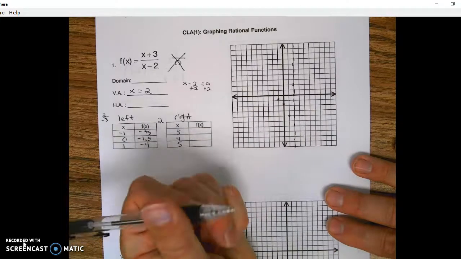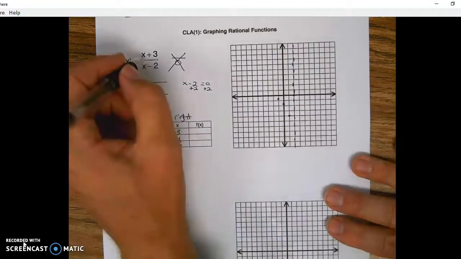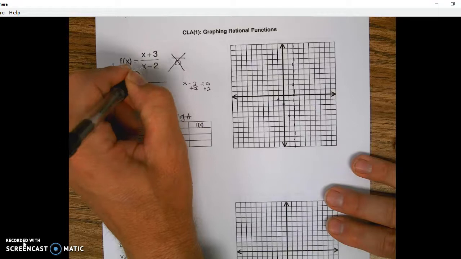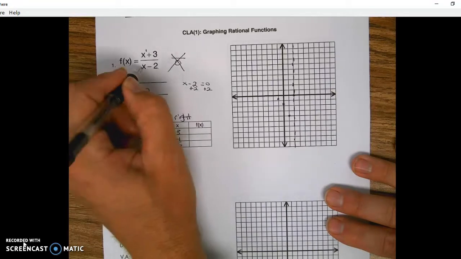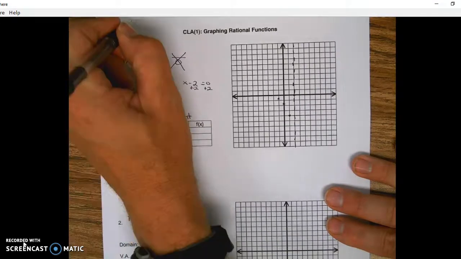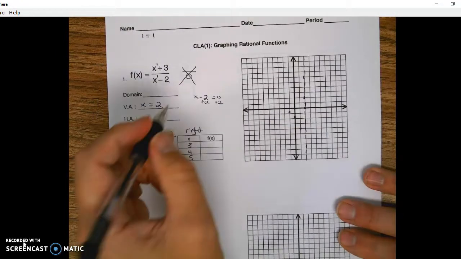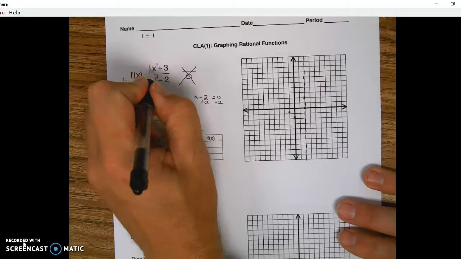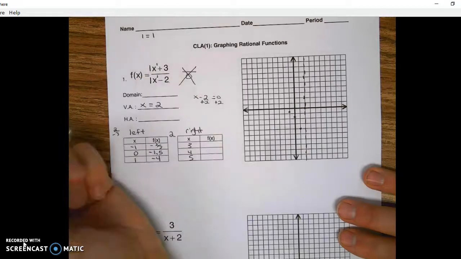Okay? Now, this is new, different from what I went over in class. The horizontal asymptote is going to be... notice that the degree of the numerator is 1. The degree of the denominator is also 1. When these are equal, you get the horizontal asymptote by taking the leading coefficient divided by the leading coefficient.